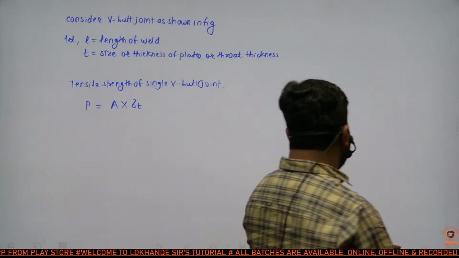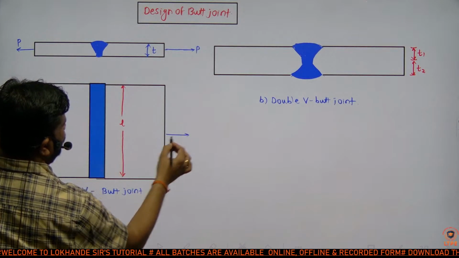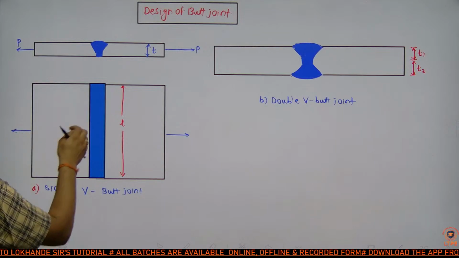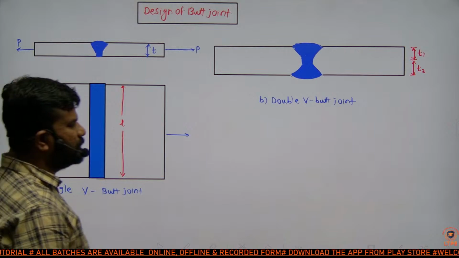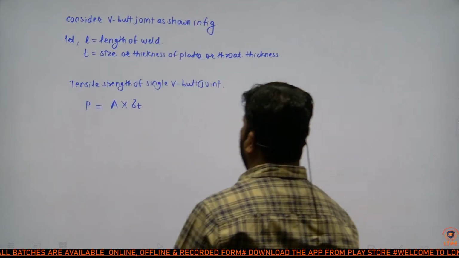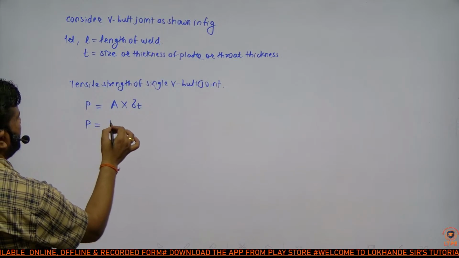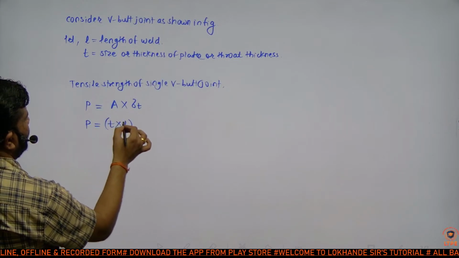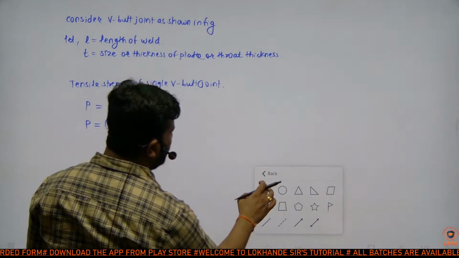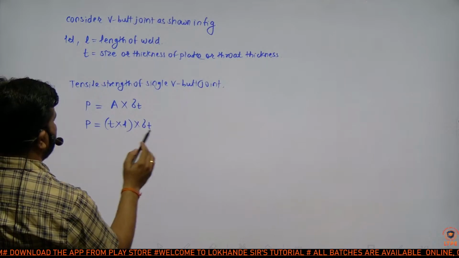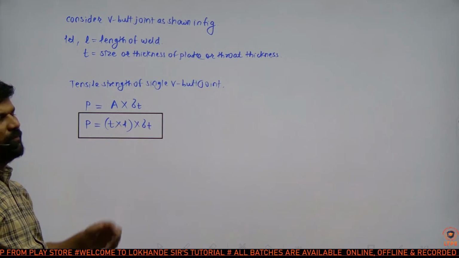So which area resists the tensile load? Which area resists the tensile load? Length into thickness, T into L. It looks like a rectangle. So area of rectangle is T into L into sigma T. This is the formula to find tensile strength of which joint? Single V butt.